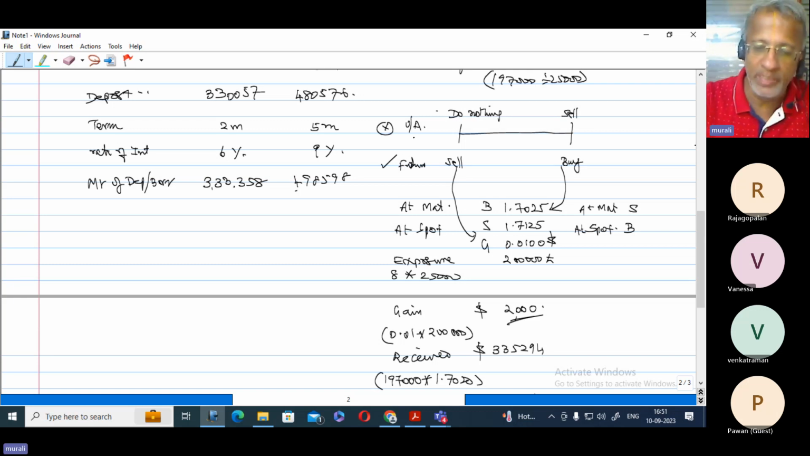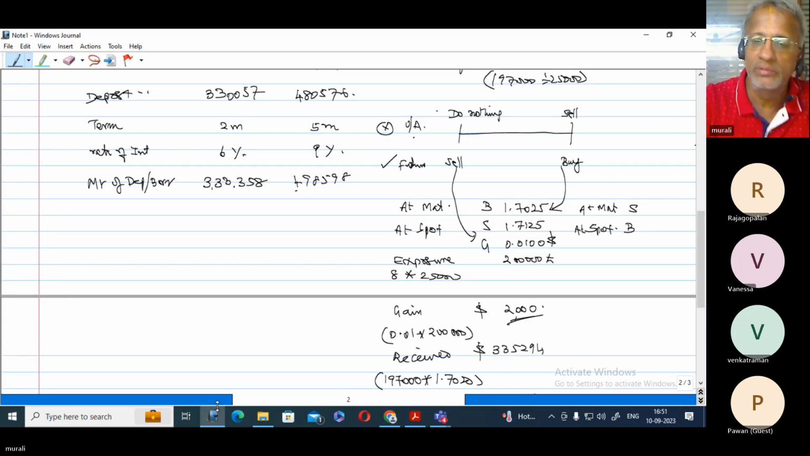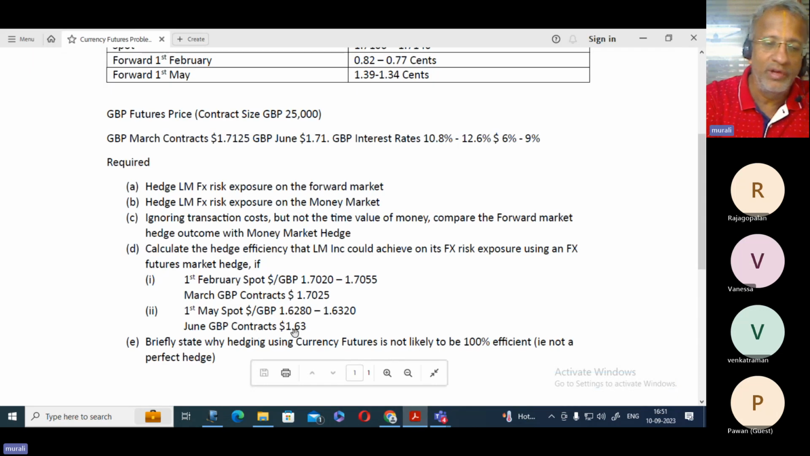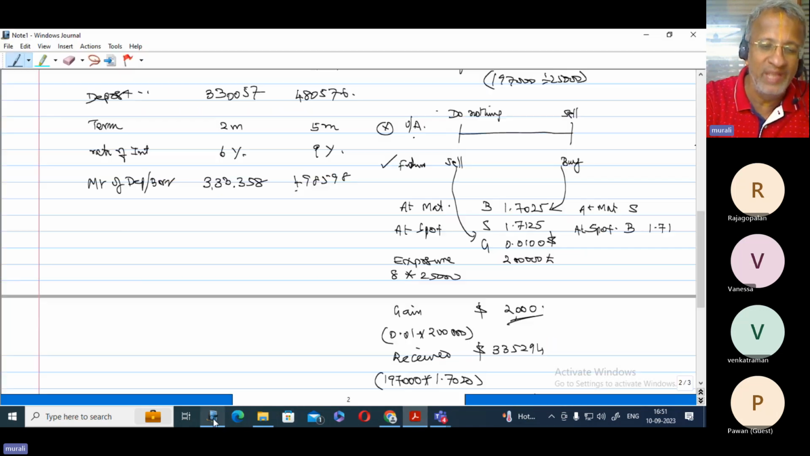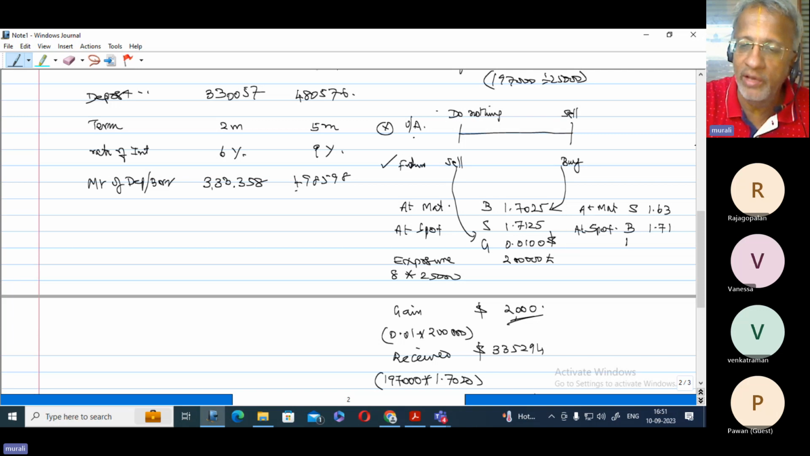Now, the rate we are expected to take it up: 1.71. And here for June exposure, it is 1.63. Is that right? Now, selling price is 1.63, buying price is 1.71, which results in a loss of 0.08.